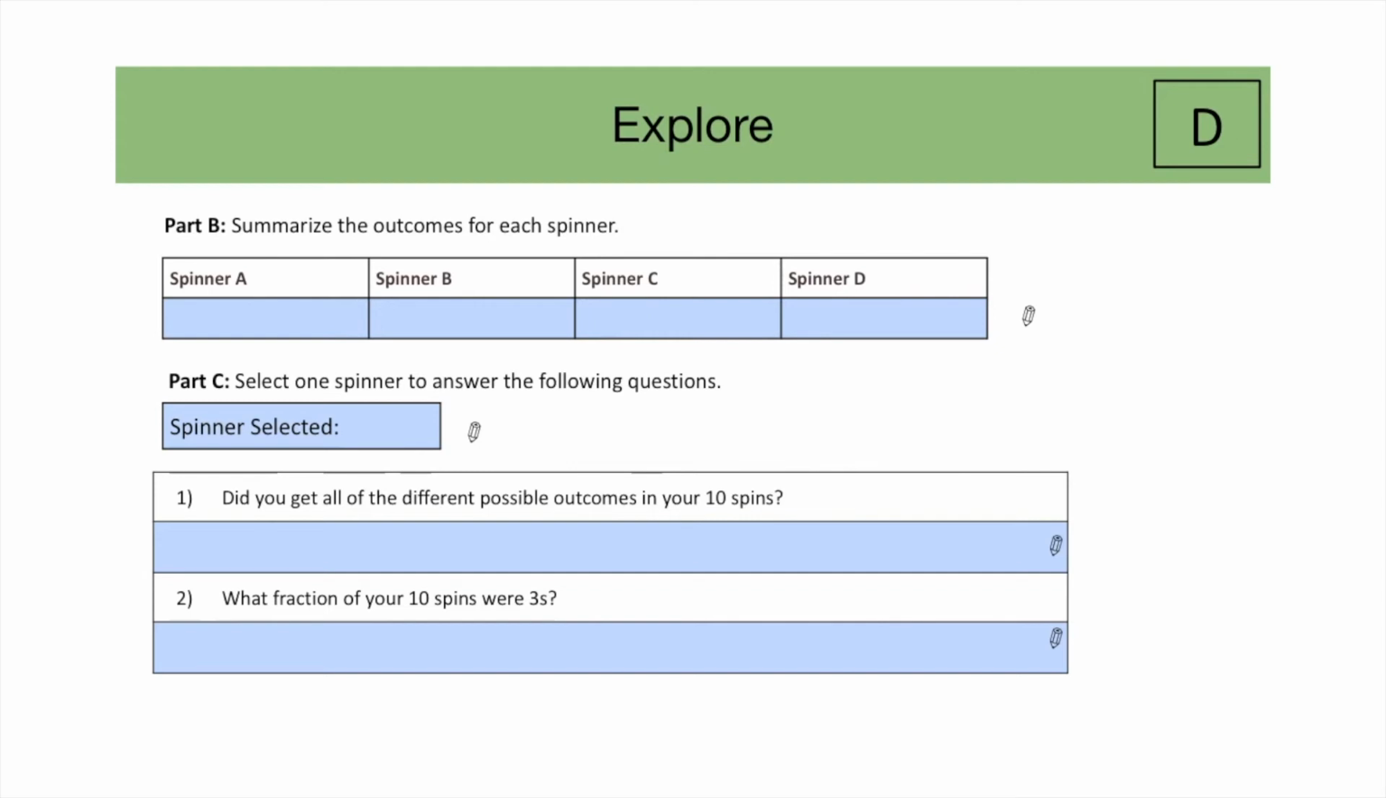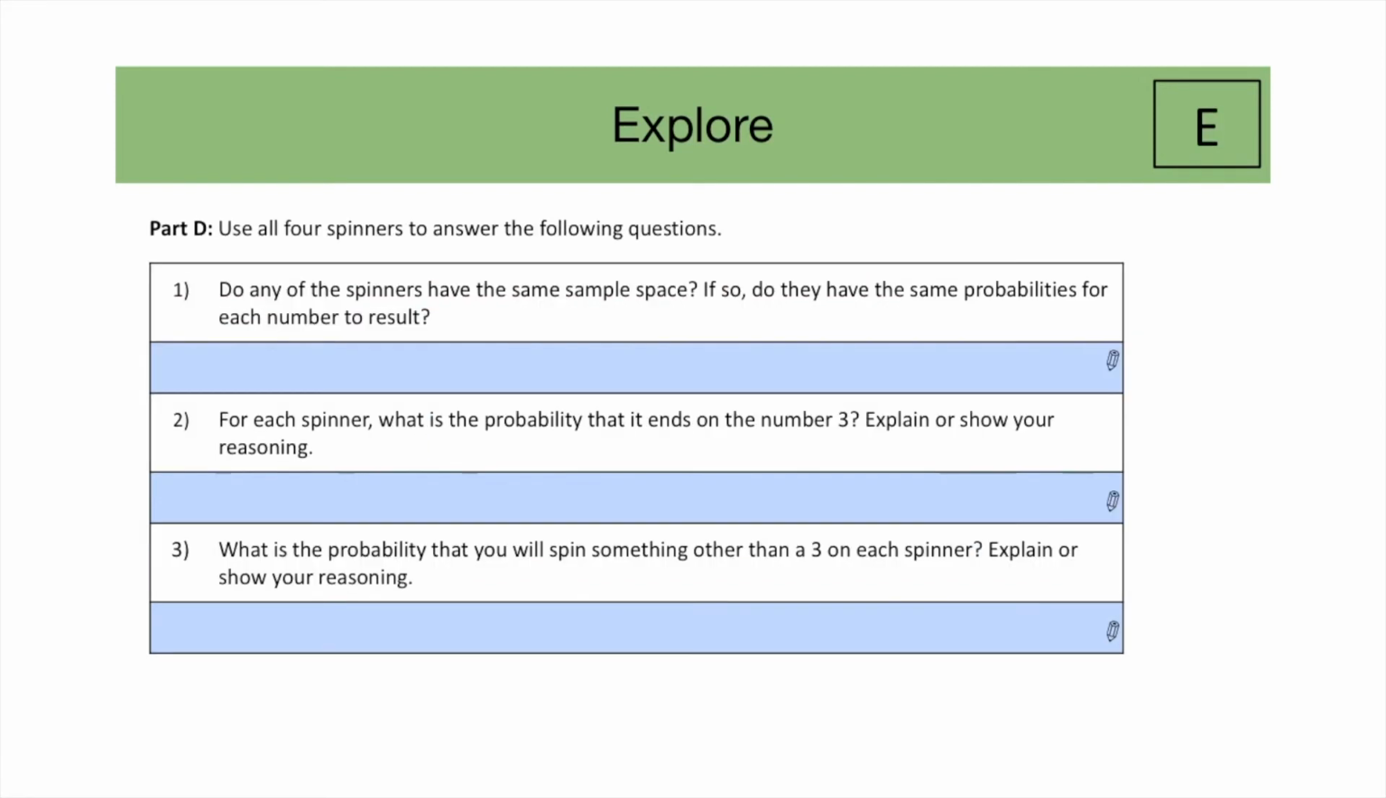For part C, students are going to select one of the spinners and they're going to answer questions 1 and 2. This will vary depending on which spinner they chose and what their outcomes were. For part D, they're going to use all of the spinners to answer the following questions. Question 1, do any of the spinners have the same sample space? If so, do they have the same probabilities for each number to result?